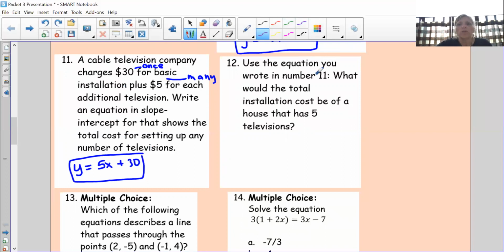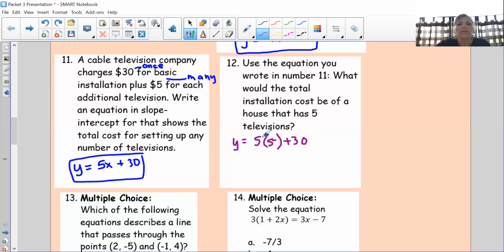Okay, use the equation you wrote in number 11. What would the installation cost be of a house that has 5 televisions? So y equals, and x is the number of televisions that they're going to charge you $5 for, and then plus 30. So we're going to multiply first, then we add. That's the order of operations.